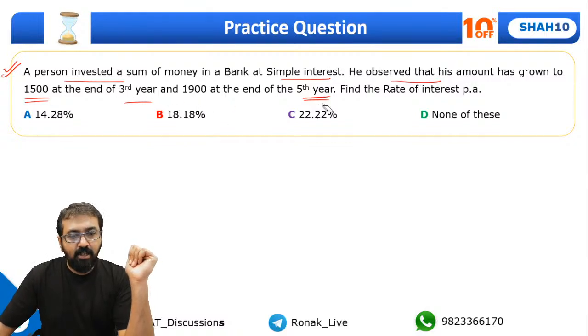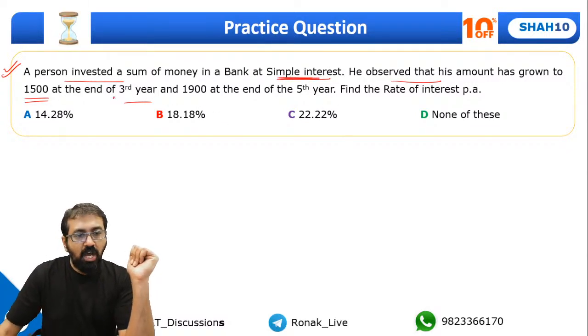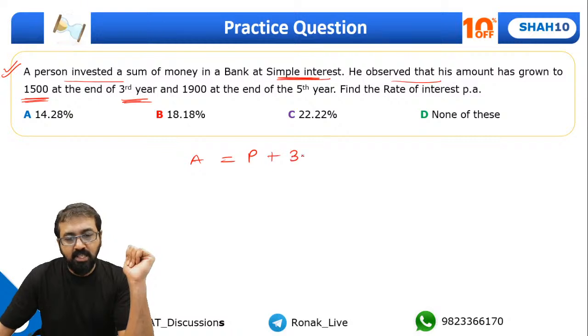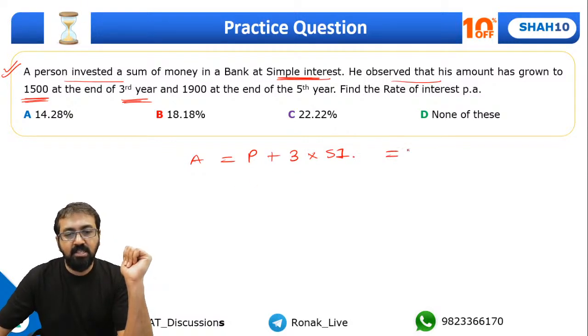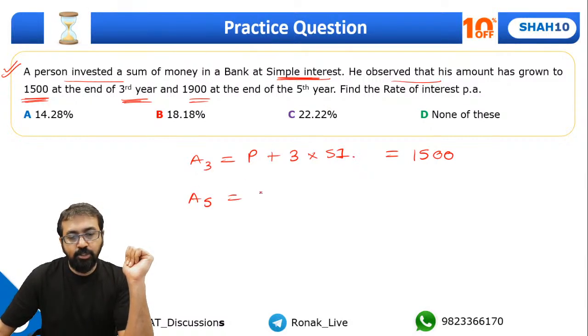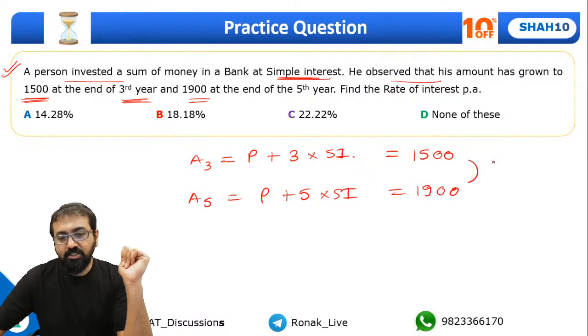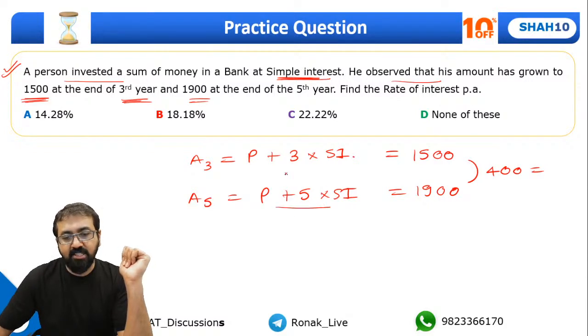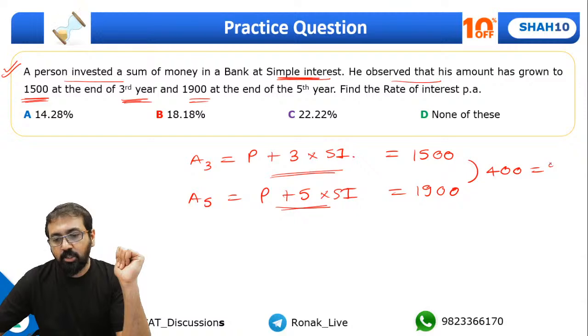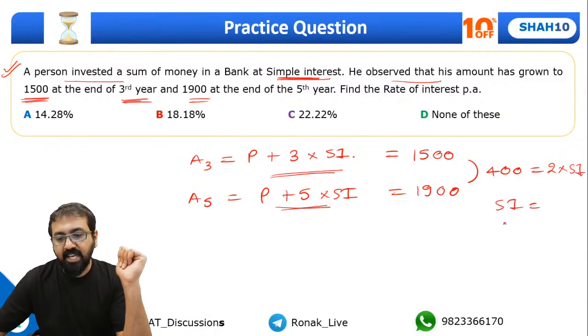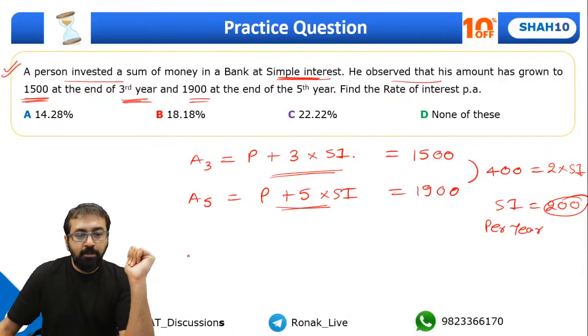So guys, please understand, it's a case of simple interest. So after 3 years, the amount is 1500. So can I say amount is equal to principal plus 3 years of simple interest, and this is given as 1500. Same way, the amount is 1900 at the end of 5 years, right? So it's principal plus 5 years simple interest, which is given as 1900. So what is this difference? 400, which is nothing but if I subtract the first equation from the second, I'll get 2 years of simple interest. So simple interest कितना आ जाएगा? Simple interest per year आपका आ जाएगा 200 rupees. So what should be the principal?